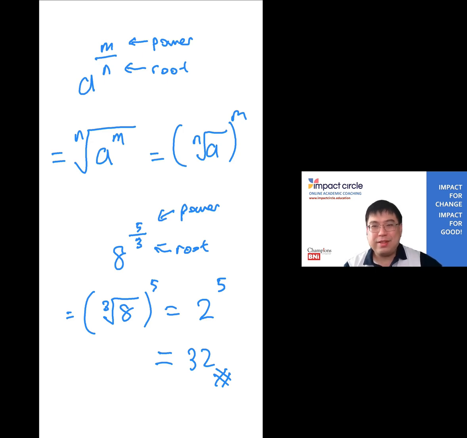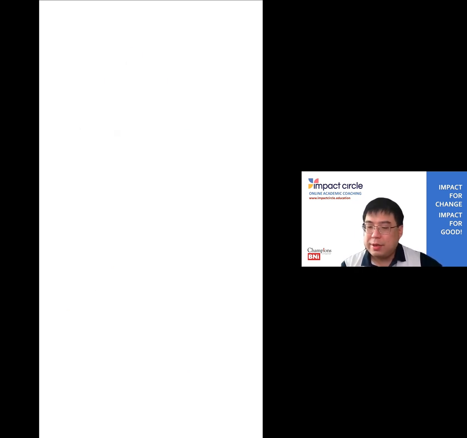We have the laws of indices. We're actually left with 2 more laws, which are not so common. So let's cover them now. The other laws go like this. Instead of having the same base, now we have the same power. So you have a to the power of m times b to the power of m. And now you can see the powers are the same.